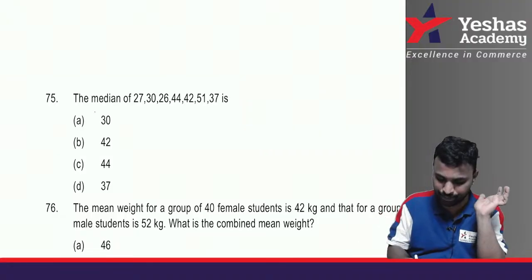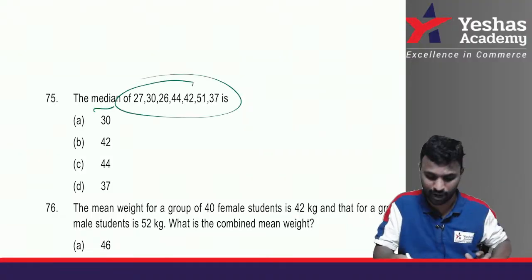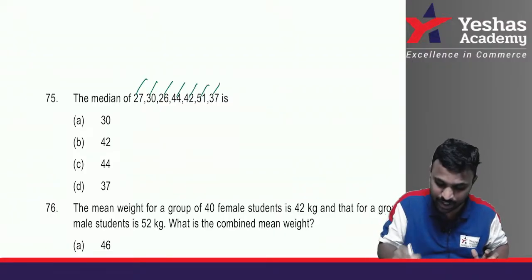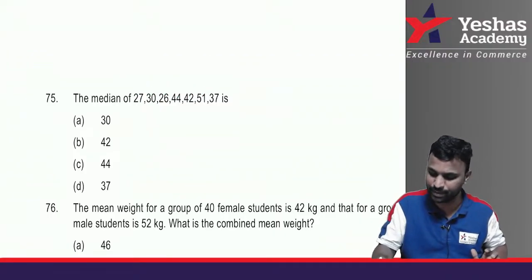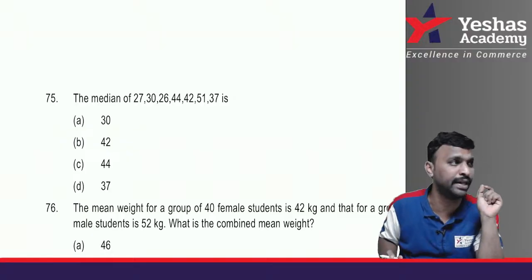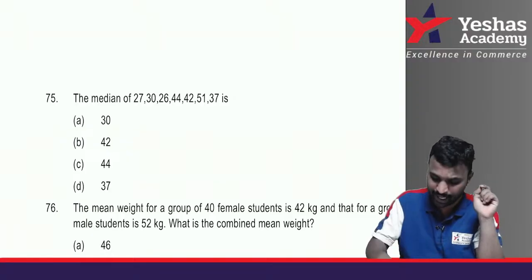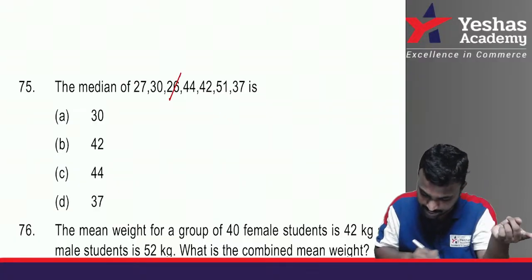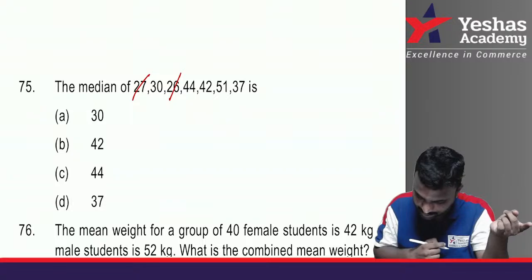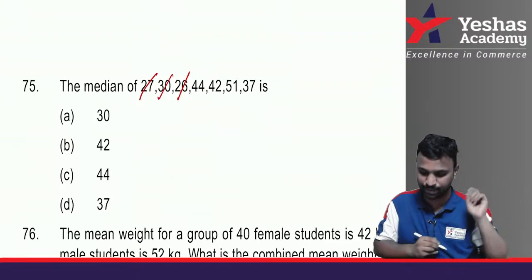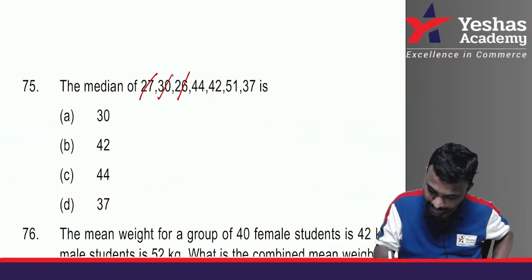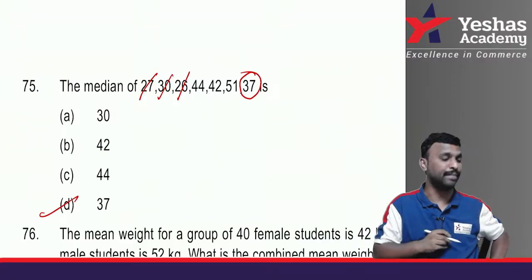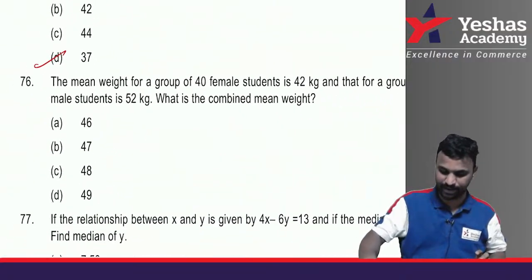Moving on to the next question, the median of these observations. Guys, first of all, how many observations are there? 1, 2, 3, 4, 5, 6, 7 observations. Out of 7 observations, the middle value is the 4th observation, so cancel the first 3 from the least. The least observation is 26, the second is 27, the next is 30. The 4th value being 37 is the middlemost value, that is the median. So option D is the right answer.